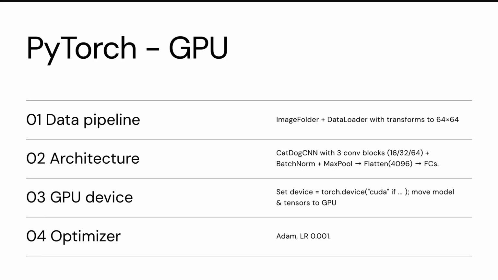So here's the PyTorch version. The data pipeline has ImageFolder plus DataLoader with 64 by 64 transforms. The model is a small CatDog CNN with 3 convolutional blocks and batch norm, then fully connected layers. The device setup is like moving the model's tensors to CUDA. And the optimizer is Adam with a standard learning rate. The big win is that all of this runs efficiently in batches on the GPU.